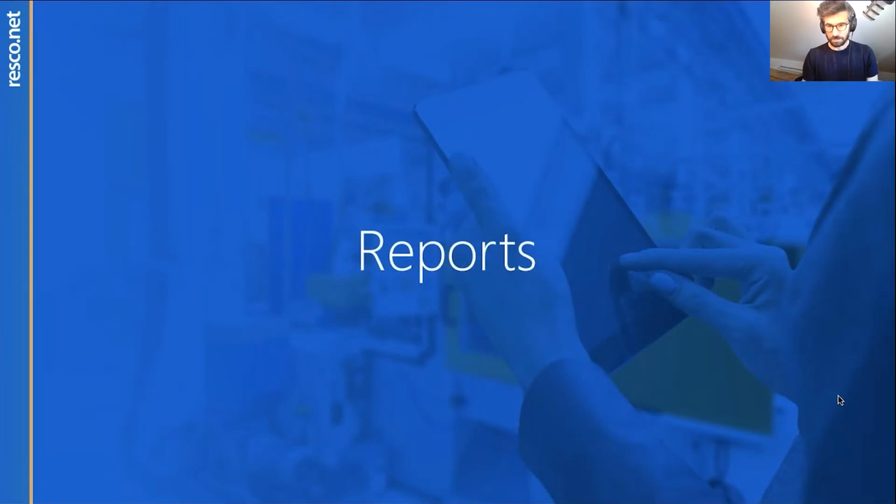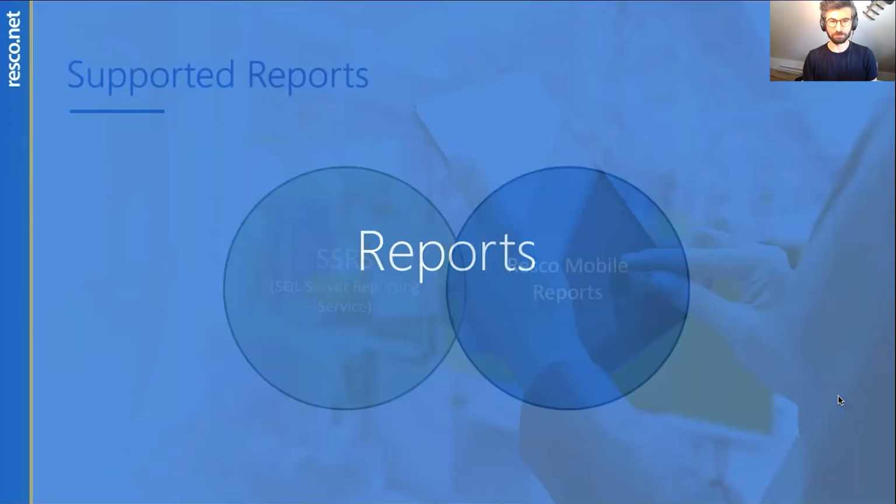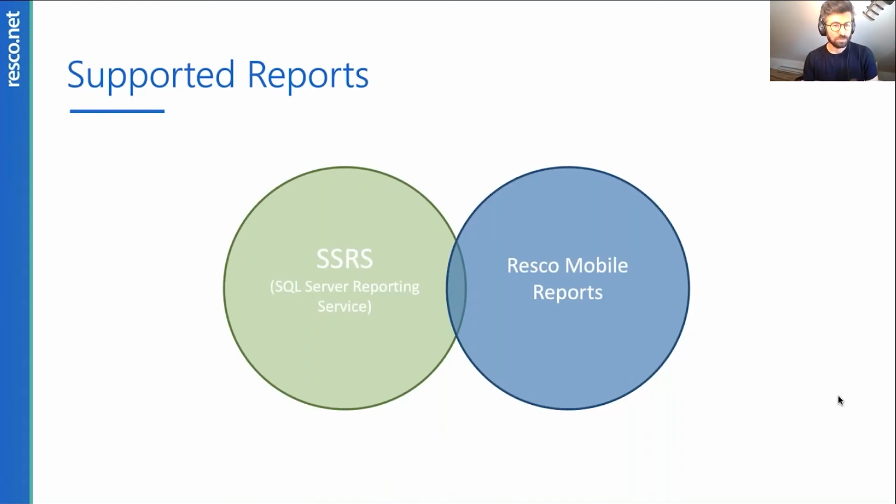And now the second topic, and that's reports. Reports are somewhat related to inspections, but there's a lot more to the reports, right? First of all, what types of reports do we support with Resco? So there are two types. The first one is the SQL Server Reporting Service that we've been providing support for since I can remember, so pretty much forever. The big advantage is that it's a standard service. A lot of people are familiar with it.